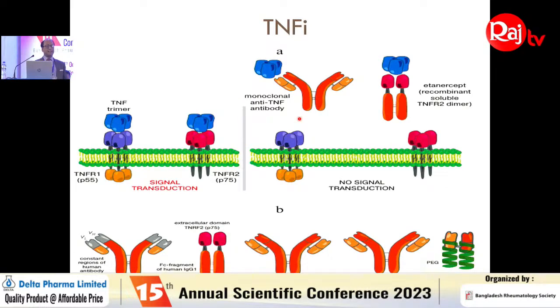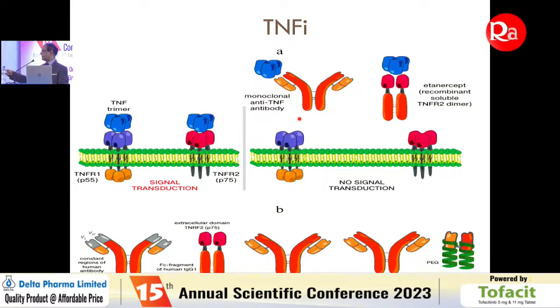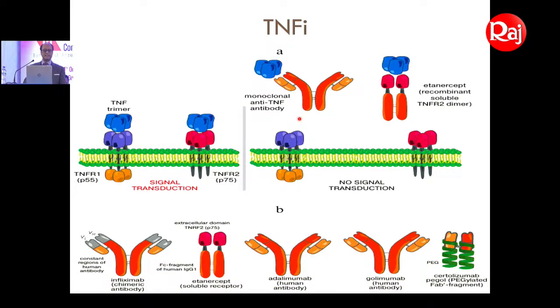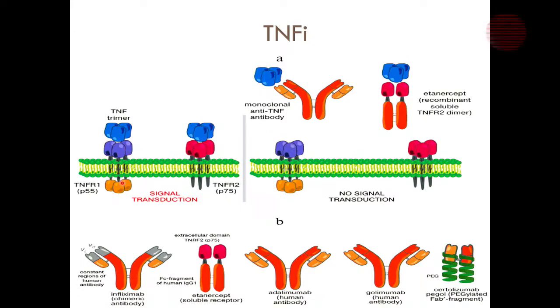So here is an example, again, of how the TNF inhibitor works. Here is the TNF receptor, and here the TNF molecule has come. When they get attached, there will be signal transduction, that is, action within the cell. And this is the adalimumab molecule, and here adalimumab is capturing TNF. So it cannot come to the cell surface, and there will be no signal transduction.